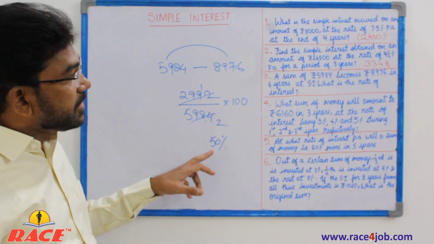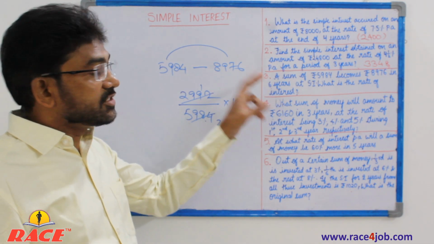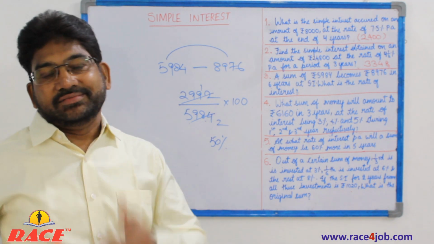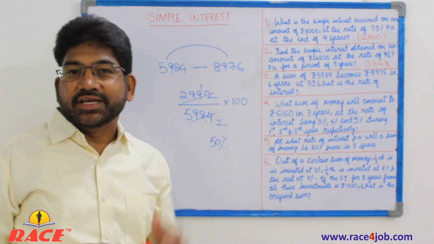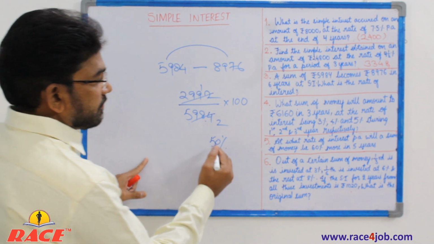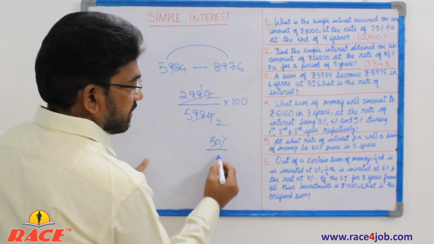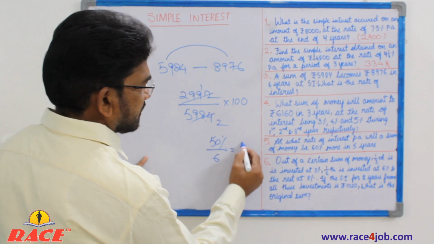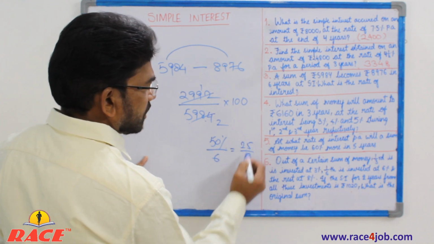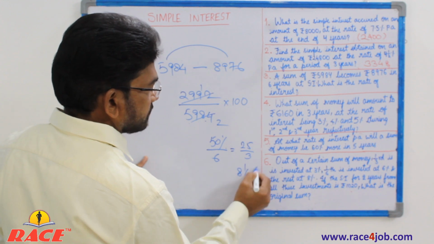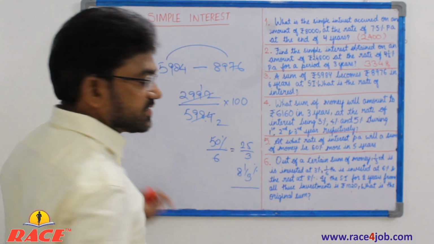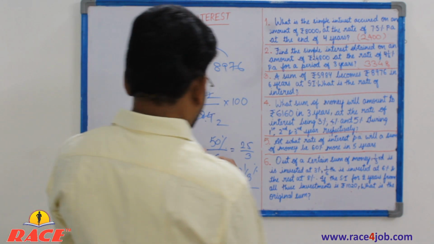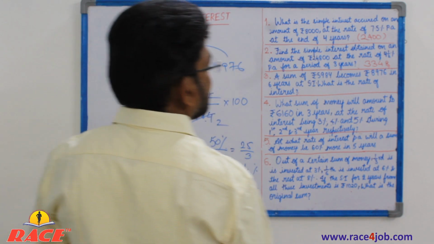But this 50% is for how many years? This is for 6 years. Rate of interest means per year. We have to calculate 1 year. Per year we have to calculate. This 50% is for 6 years. Rate of interest means divide by 6. For 1 year we get 50 by 6, which is nothing but 25 by 3. It is nothing but 8 1 by 3. 8 1 by 3% is the rate of interest. Simple way to calculate. So rate of interest here is 8 1 by 3.